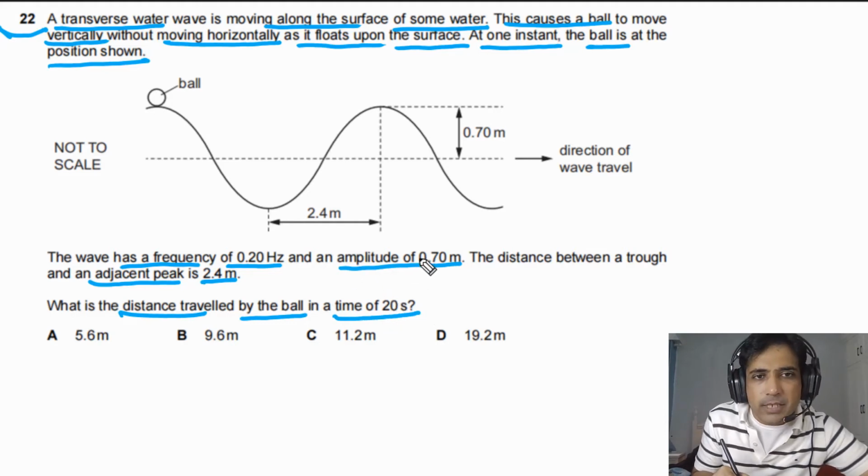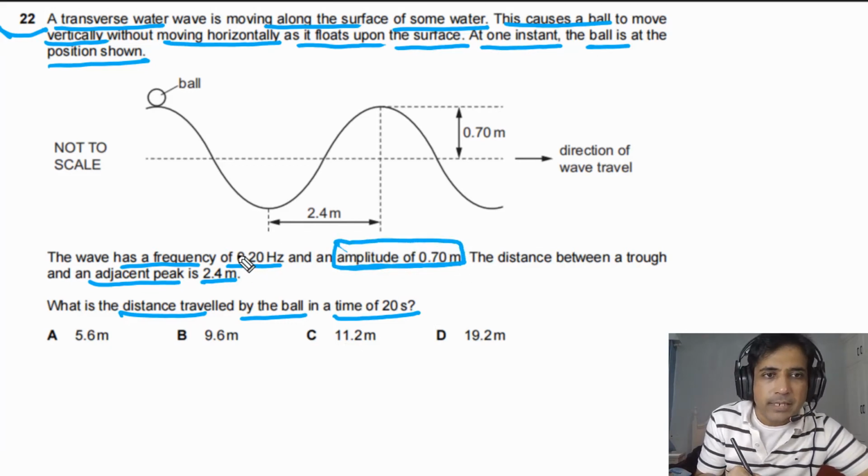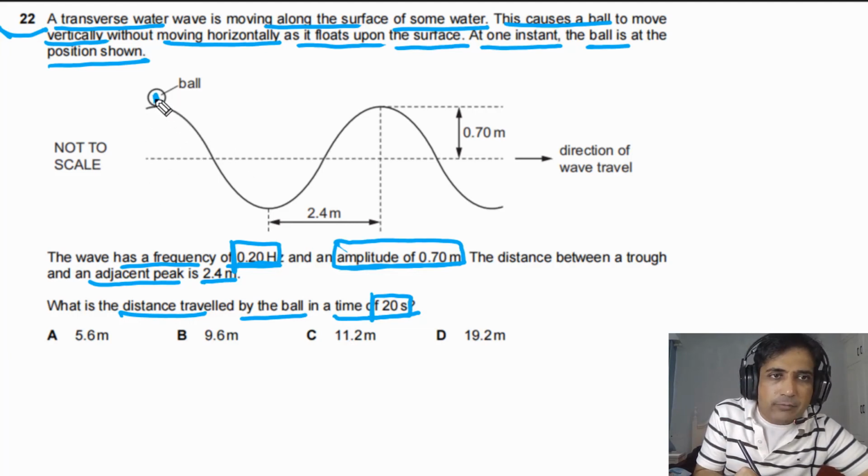For this question, the amplitude of the wave is given, so this is a very important one. The frequency of the wave is also given. We need to find the total distance traveled by this ball in 20 seconds. First, we need to understand how this ball will travel. When this ball travels from this point to here, the distance traveled will be equal to 0.70 meters, meaning 1 amplitude.